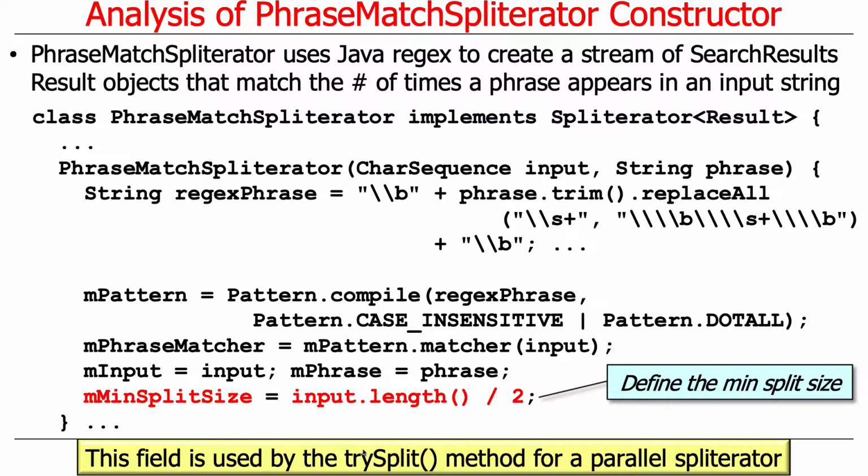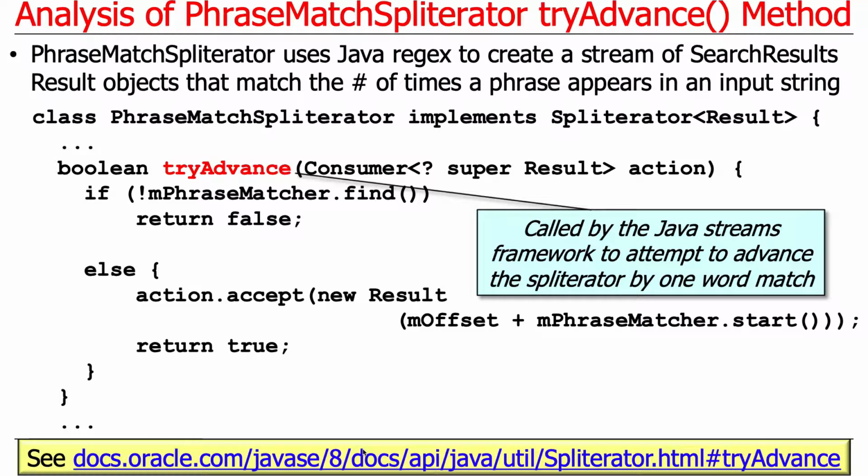Probably a better way to do this would have been to do it relative to the number of cores that are available on the processor, because it doesn't really make sense to split this up into really tiny chunks. If you've only got 4 cores, having lots of chunks isn't going to give you a win, because everything here is compute bound. Searching the phrases is a compute bound operation. And we'll see that this field is used by the trySplit method that we'll look at in just a minute. Okay, so that's basically the constructor.